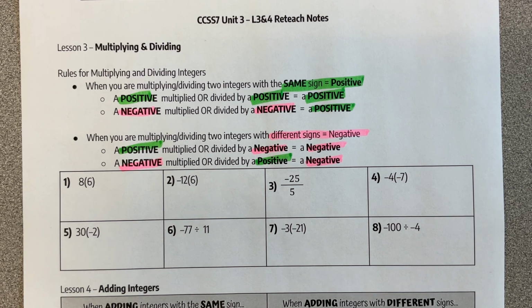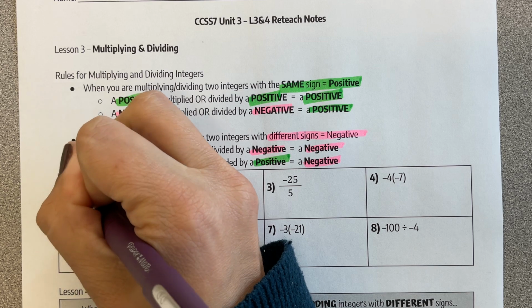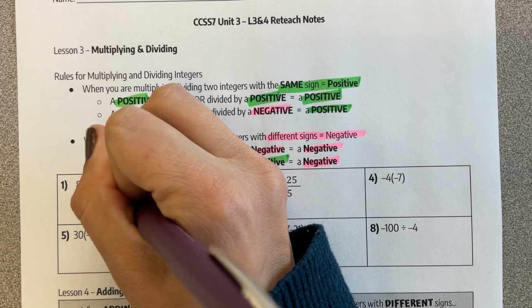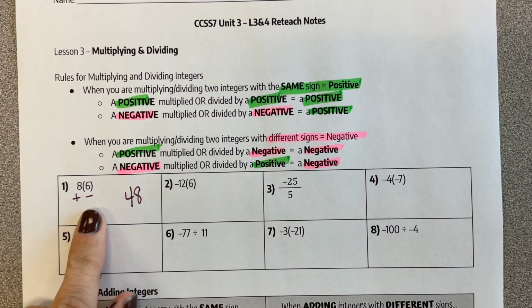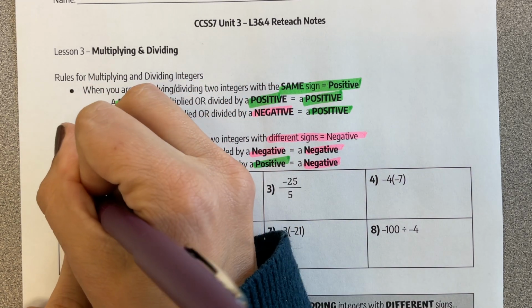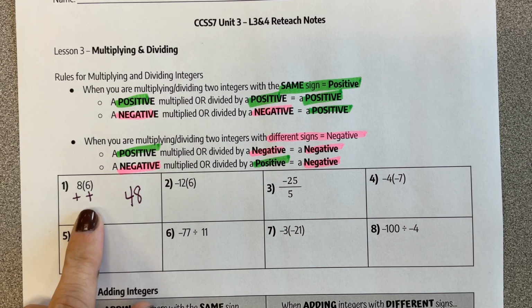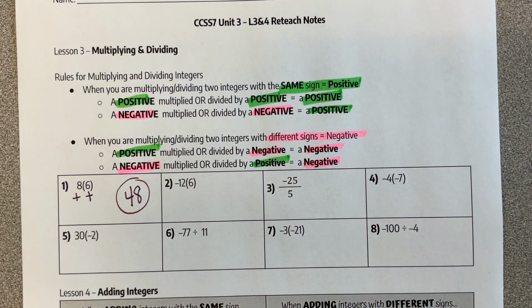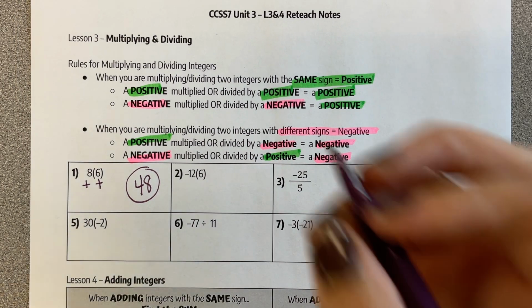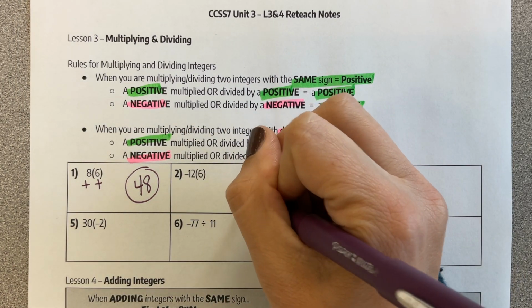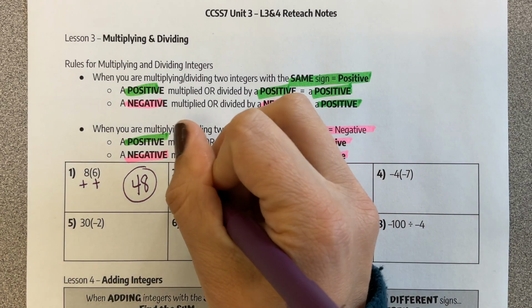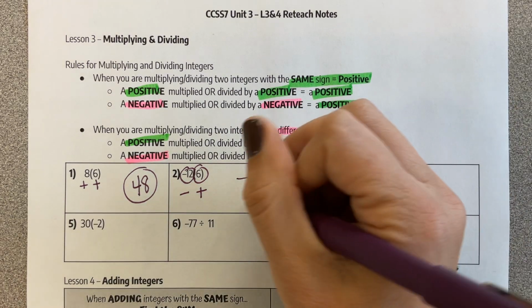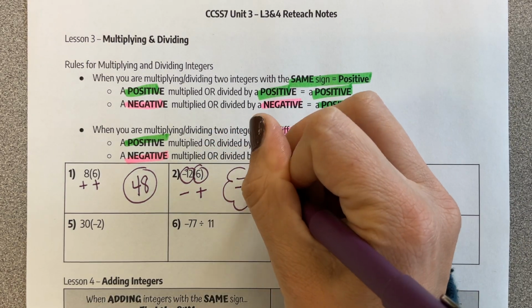Number 1, 8 times 6. So we have a positive and a positive. They're the same signs, which means it's going to be positive. 8 times 6 is 48. Number 2, 12 times 6 is 72. We have a negative and a positive. They are different, so it is going to be negative.